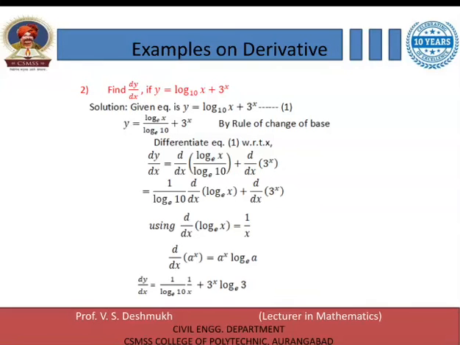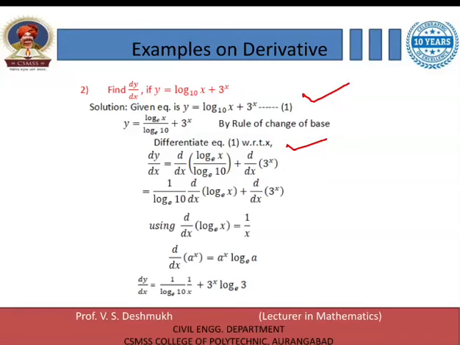Now the second example. Find dy by dx. y is equal to log x to the base 10 plus 3 raised to x. Now write down in the solution. First of all, given equation: y is equal to log x to the base 10 plus 3 raised to x. Mark it as equation 1. Now here the base is 10, so we change its base to the natural. So y is equal to log x upon log 10 plus 3 raised to x is our equation.